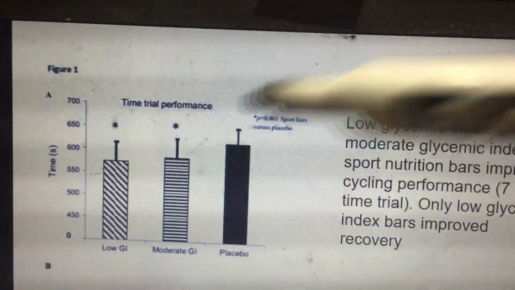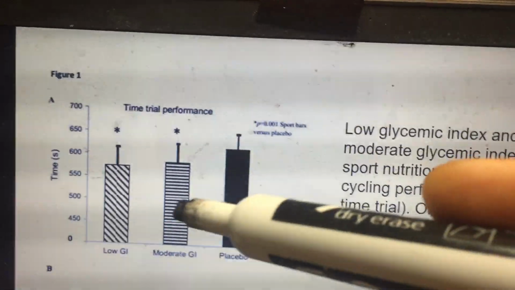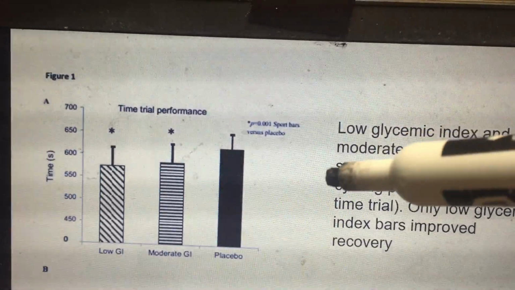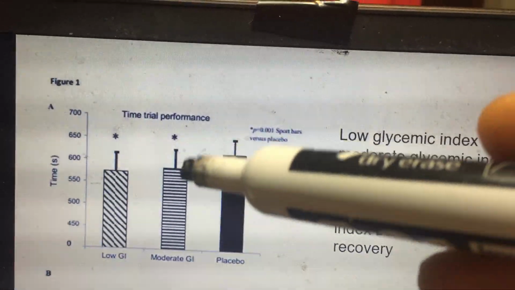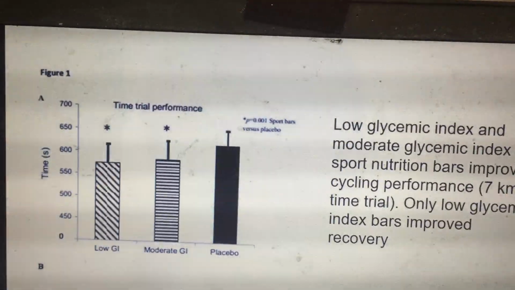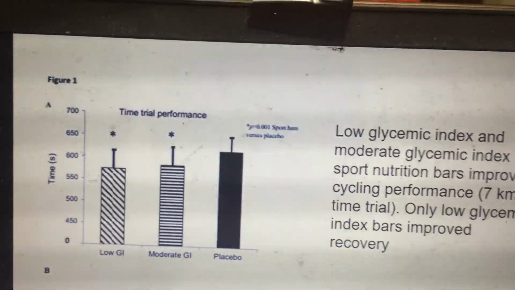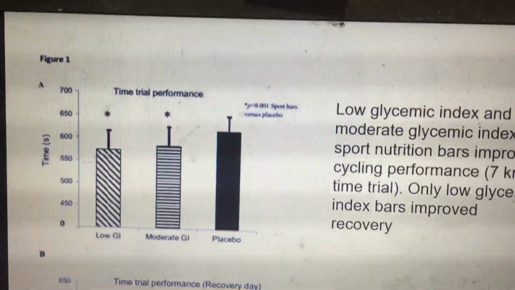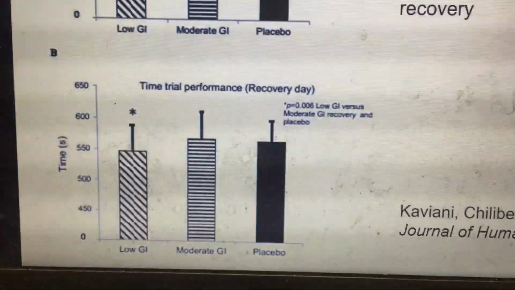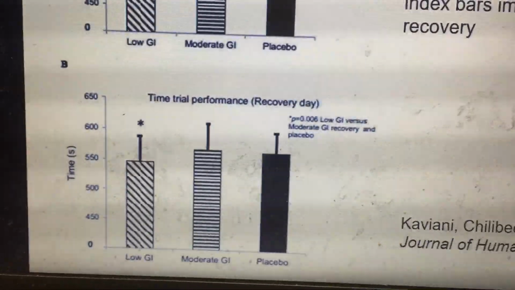So this is 7-kilometer time trial performance in cyclists, with a lower time during the time trial representing an improved performance. Now, after this test, we gave the participants either a moderate glycemic index bar or a low glycemic index bar during recovery from exercise. And then we had the cyclists come in the next day and do the same time trial performance. So this is the next day doing a 7-kilometer time trial, again consuming these bars after the previous day's exercise.